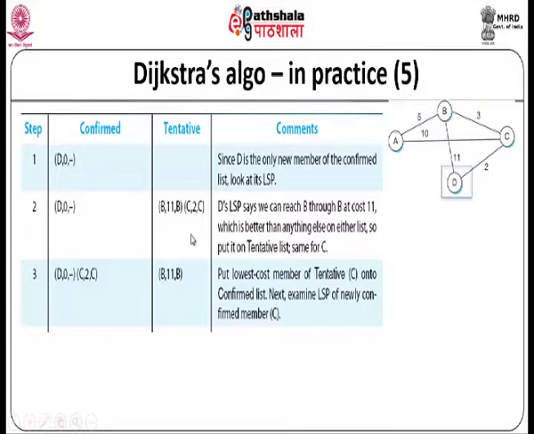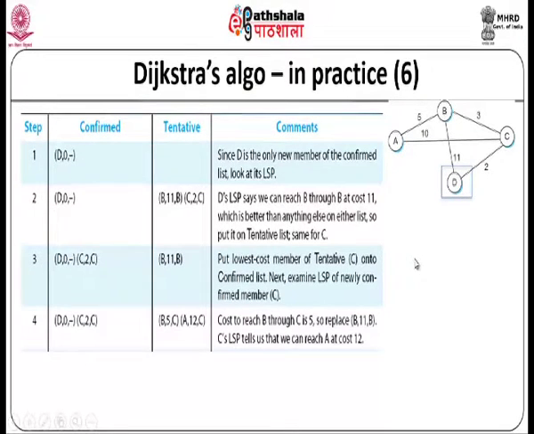So in the next step I add the C2C to the confirmed list, and now what do I have? I have B11B on this list. Now I will look at the LSP of this C. What will I have in the LSP of C? It will give me a distance to A, to B and to D, right. So what we do next is, now you add this information.